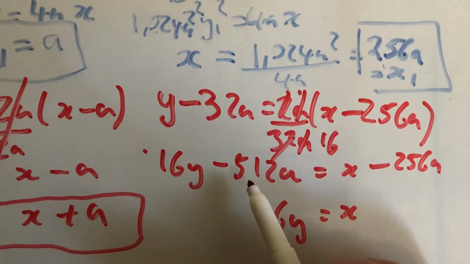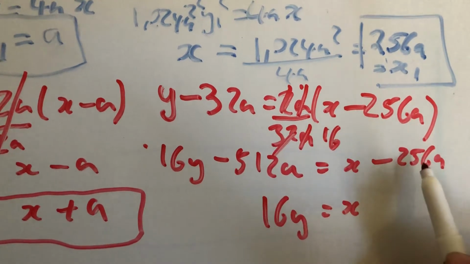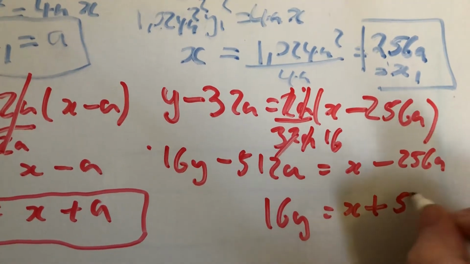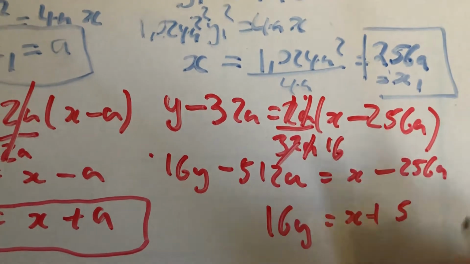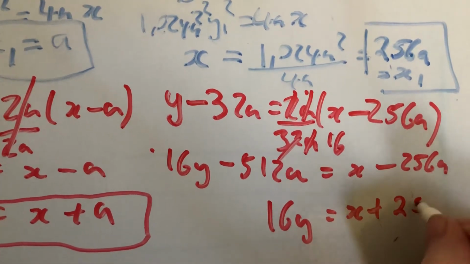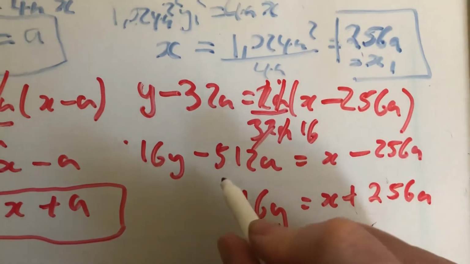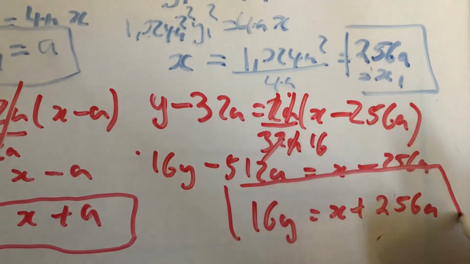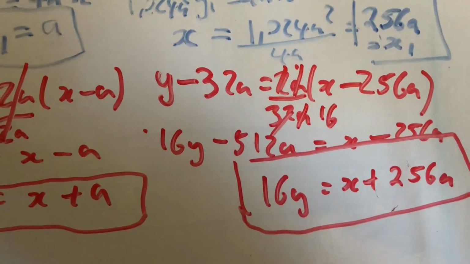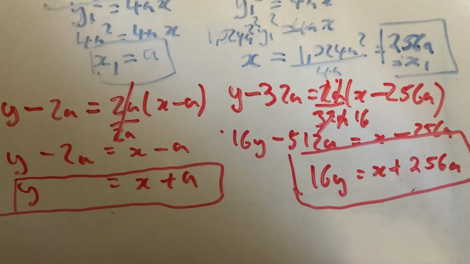We're adding the 512a to this side. We add the 512a to this side. So that gives us x plus 5. No, it's not x plus 5, it's x plus 256a. And that is the second equation of the tangent that comes from 16a, 17a. So there they both are.